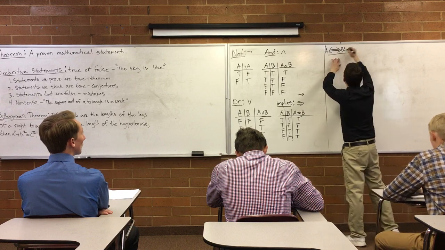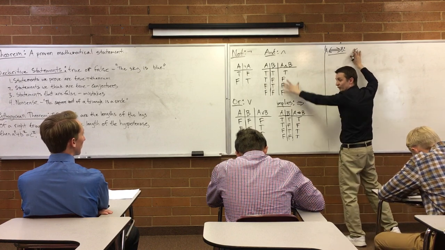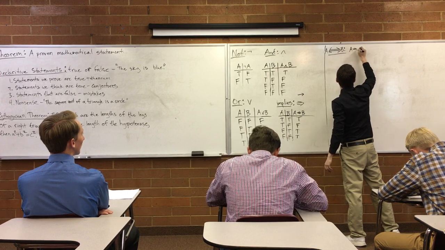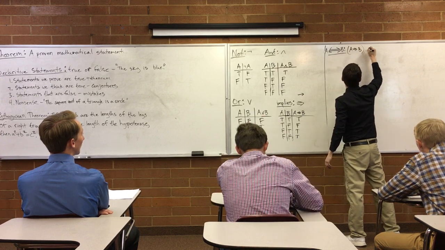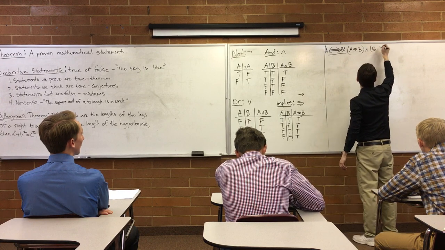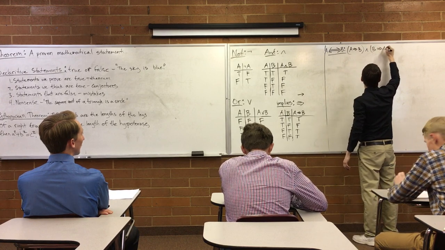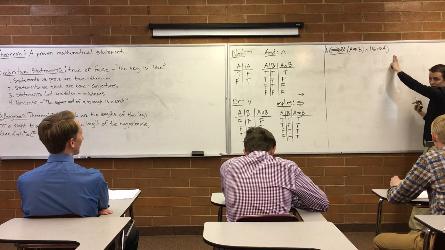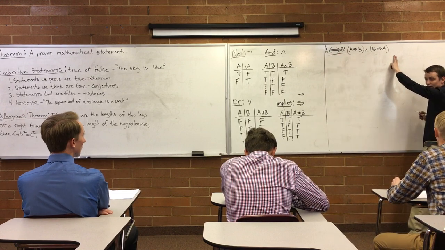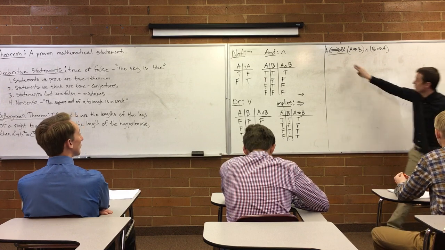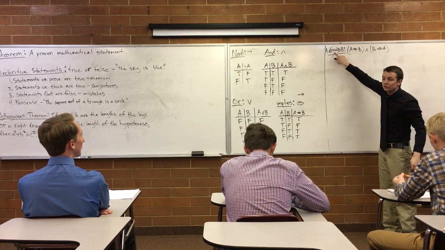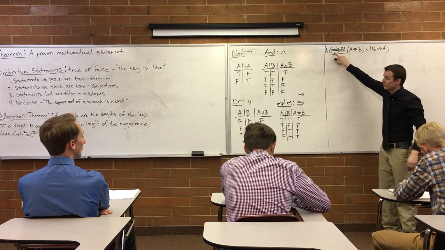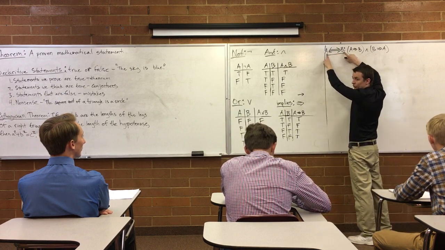So the way that we do that in terms of things that we already have written here is we say A implies B and B implies A. So this is shorthand for this. You with me so far? Now an interpretation of this is if A is true, then B is true, and if A is false, then B is false. Another interpretation of this is A and B have the same logical value.